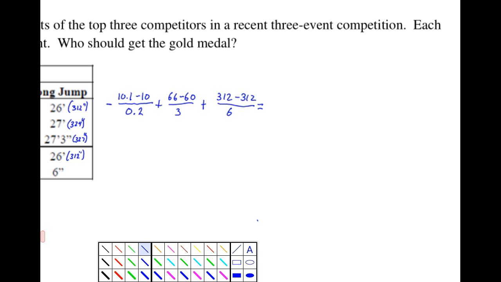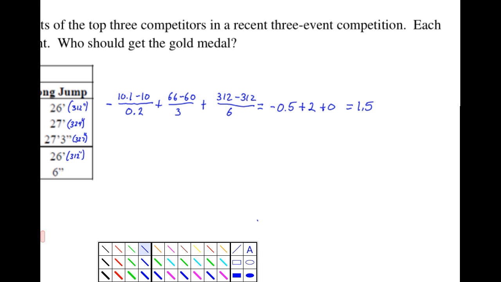10.1 minus 10 divided by 0.2, and the negative, that's going to become negative 0.5. Did some pretty basic math there. Calculator if you need to. 66 minus 60 is 6. 6 divided by 3 is 2. So I'm going to add 2. And finally, 312 minus 312 is 0 divided by 6, 0.